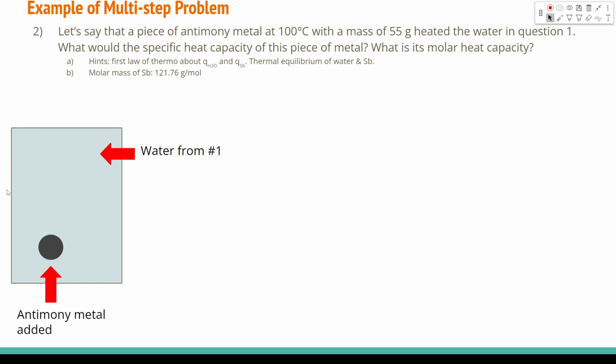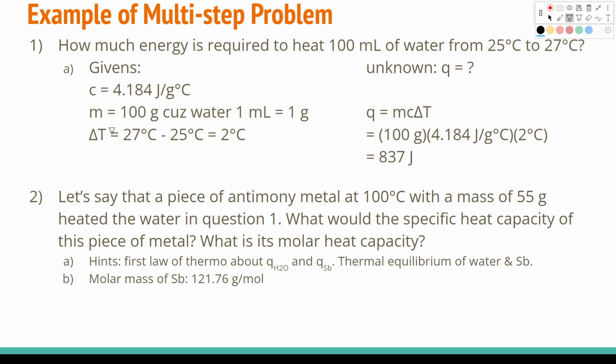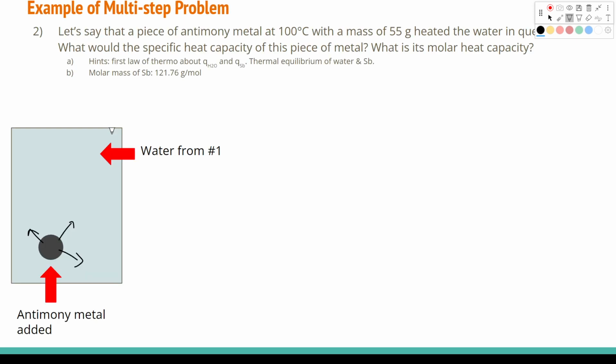And so we have this water here, and we have an antimony that we threw in there. The antimony again was hot. And so that means that heat is going to be leaving the antimony and going into the water. And so the water got heated up. It got heated up by 2 degrees according to my calculations earlier. And so we're going to keep that in mind as we go through this.